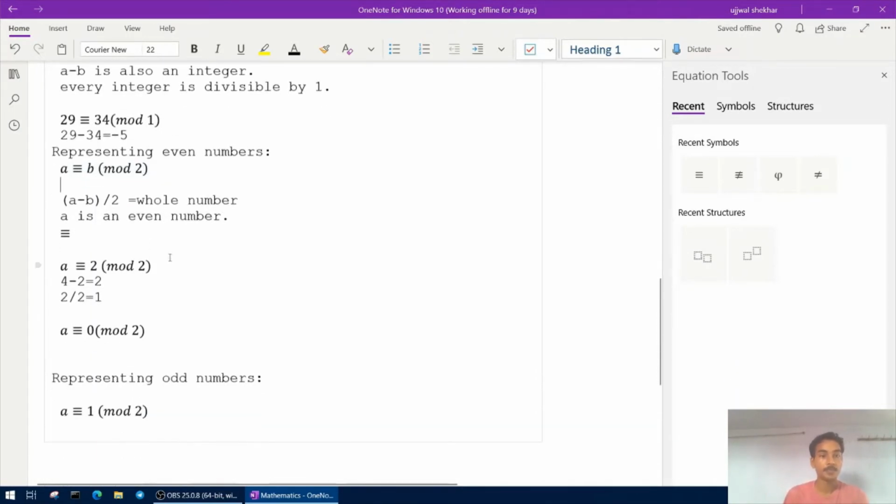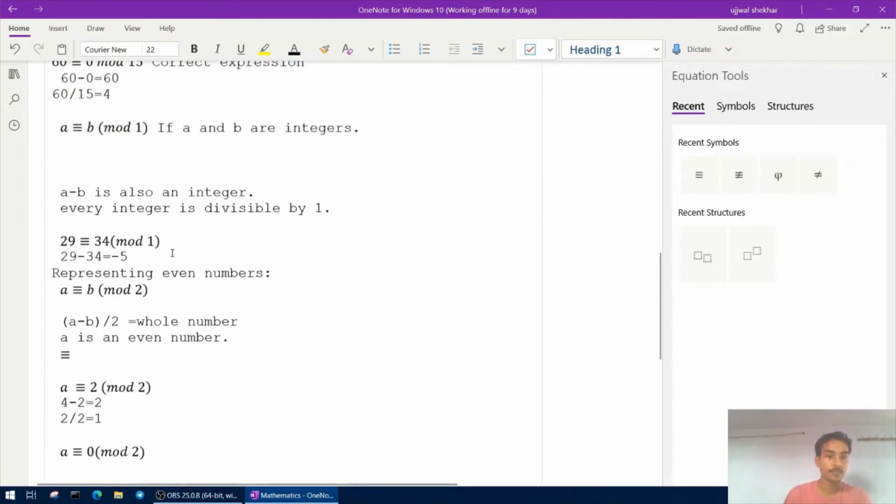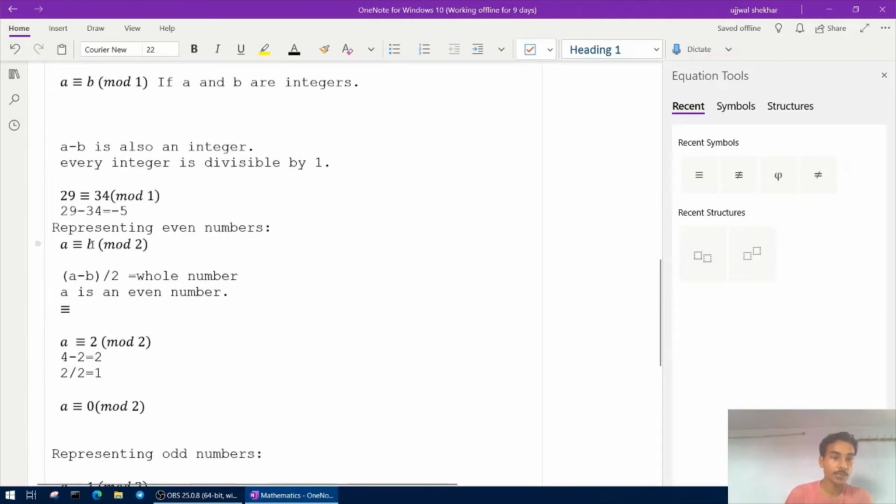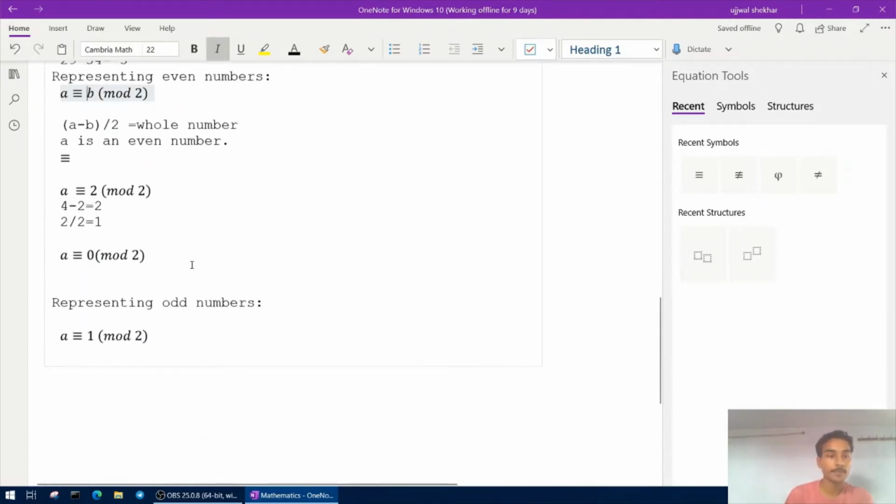Similarly, you can see that b is also an even number here. For example, 4 minus 2 is 2, and 2 is divisible by 2 one time. So this is how we can represent an even number.